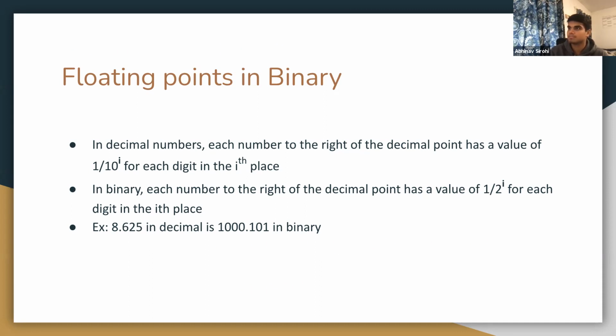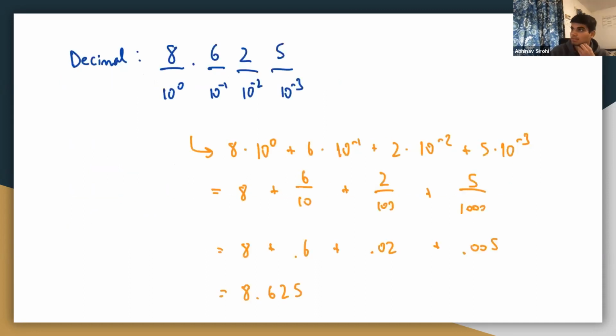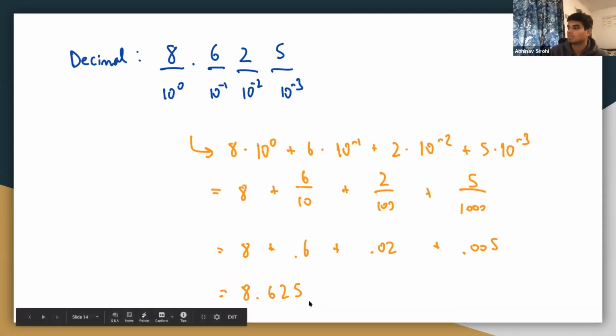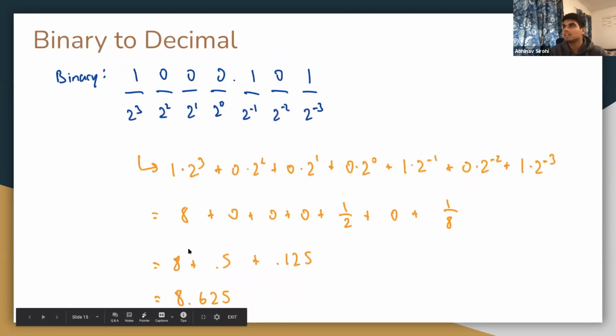So here's an example of just how decimal numbers work. If you have the number 8.625, this is the place value that each of these digits takes, and you just multiply each digit by its place value, and sum all of those products, and that gets you the actual number. So that's how the decimal number system is formatted.